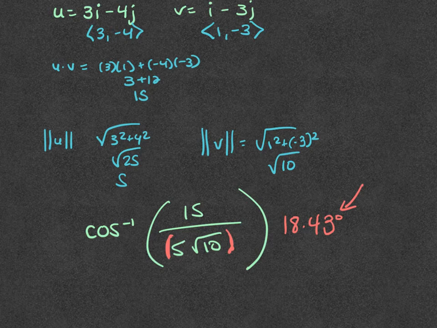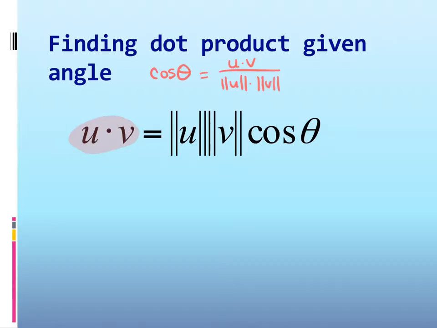You will not for your quiz, because I won't be able to give you a degree symbol. Okay, thank you. That's all you're missing. So they basically just took the formula we just had for the angle and rearranged it to solve for the dot product. So we're finding the dot product, okay?